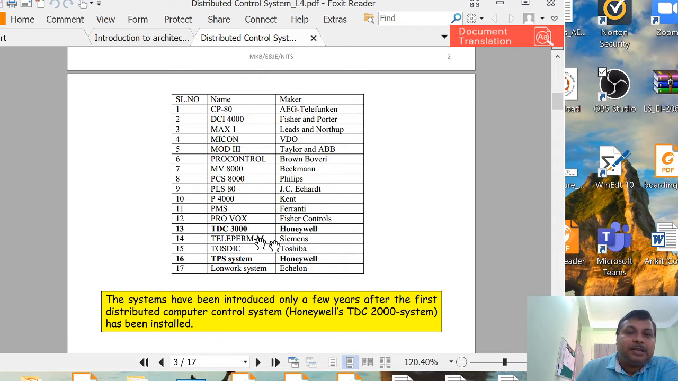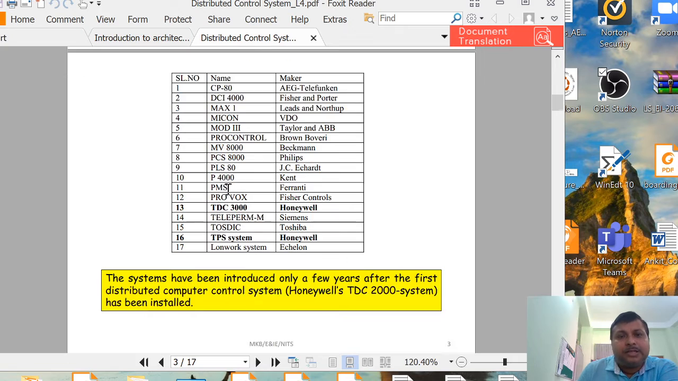Here we can see that the Honeywell TDC 3000 and the Honeywell TPS system are very popular amongst the industries. These systems were introduced only a few years after the first distributed control system, Honeywell's TDC 2000 system, was installed. If you visit any big industry, you will find either the DCS made by Honeywell, or Yokogawa, or ABB. Another leading company is ABB. Other than that, many companies or vendors are there, they are DCS manufacturers.